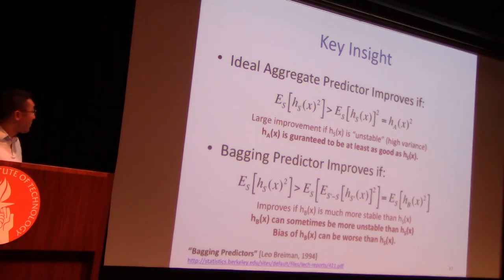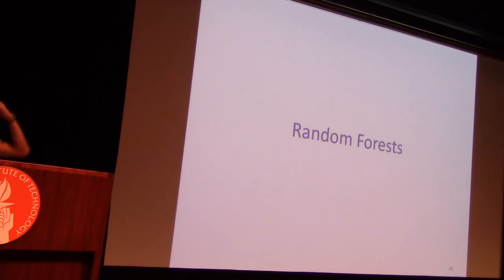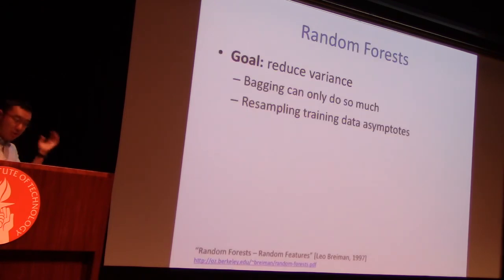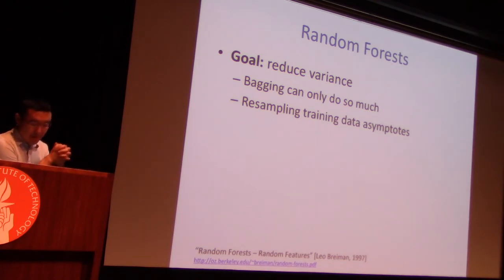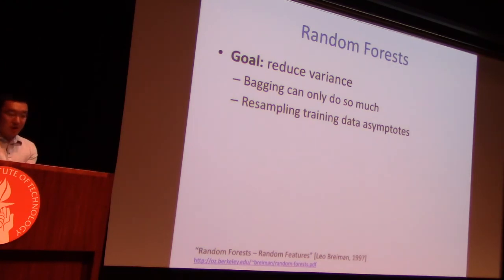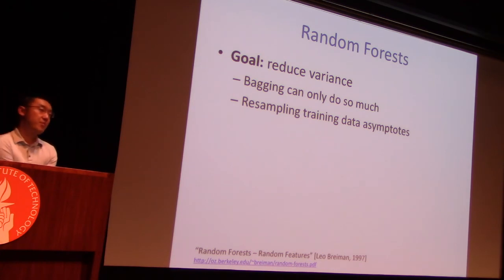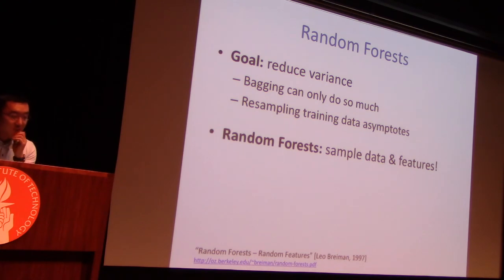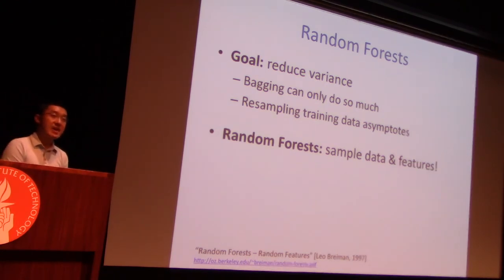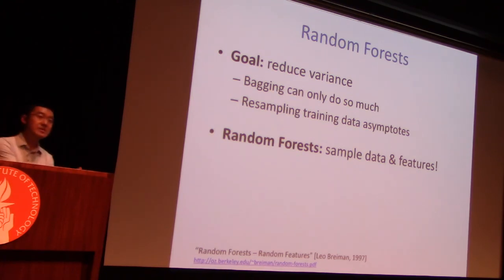Okay, so in the remaining few minutes, I'm going to talk about random forests. So the goal again is to reduce variance. Bagging can only do so much. Resampling from the pre-collected training set will asymptote. Random forest says, okay, well, let's not just sample individual data points. Let's sample both data points and features simultaneously. That's the intuition behind random forests.